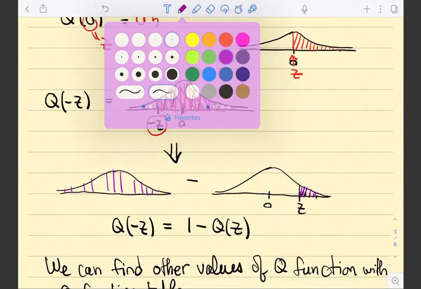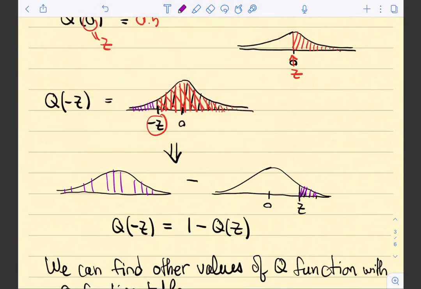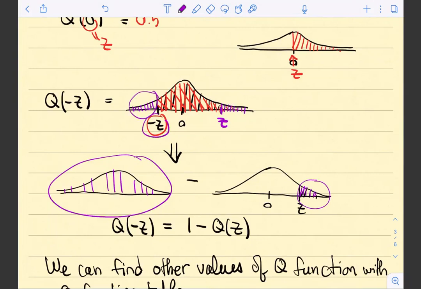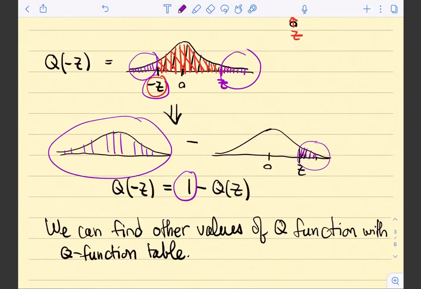So I take the whole area and subtract this. Remember, the graph is symmetrical. If negative z is right here, z is right here, so this area is equal to this. So you can take the whole area, which is equal to 1, minus Q of z. So Q of minus z is equal to 1 minus Q of z.